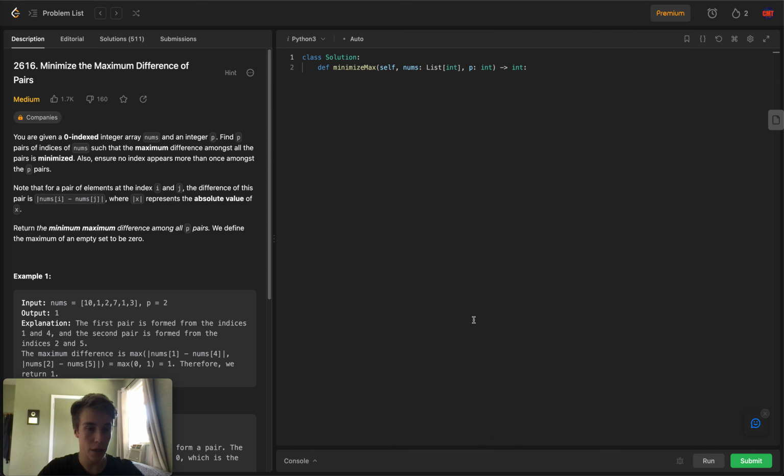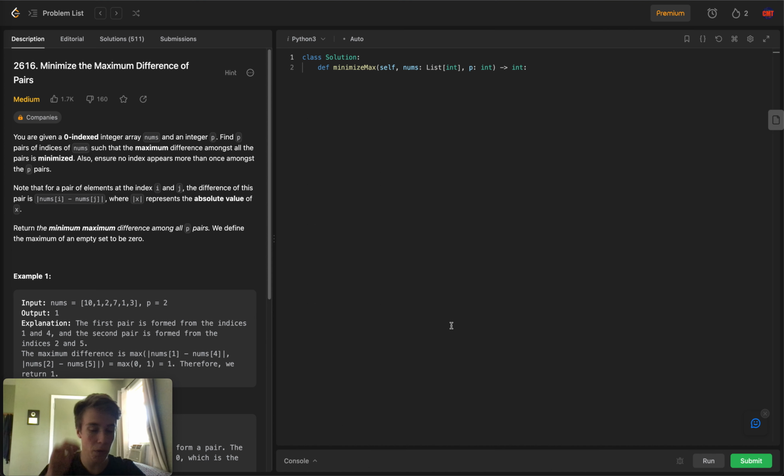Today's question is 2616. Minimize the maximum difference of pairs. You're given a zero-indexed integer array nums and an integer p. Find p pairs of indices of nums such that the maximum difference amongst all the pairs is minimized. Also, ensure no index appears more than once amongst the p pairs.